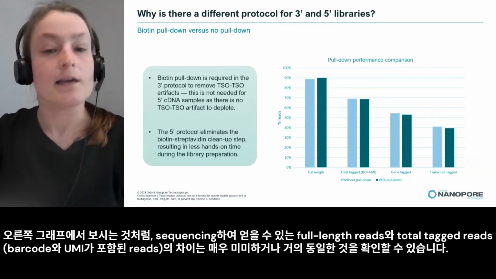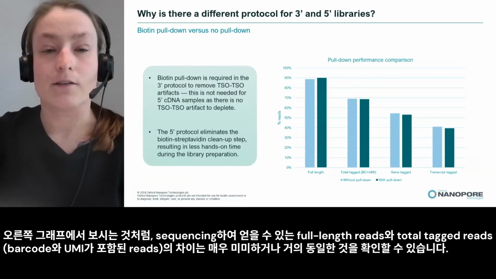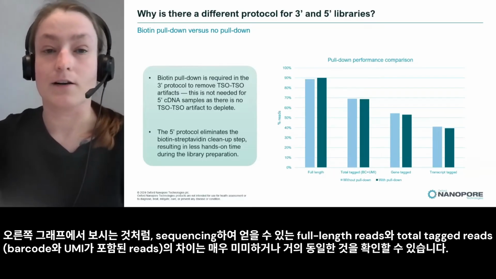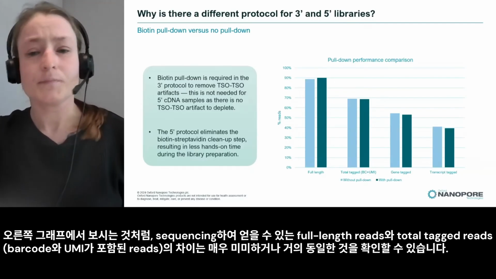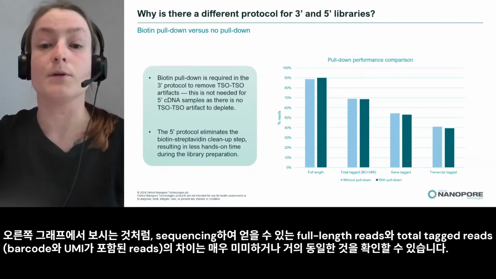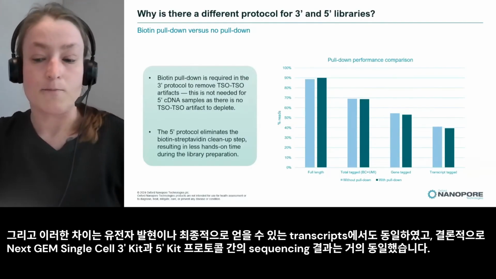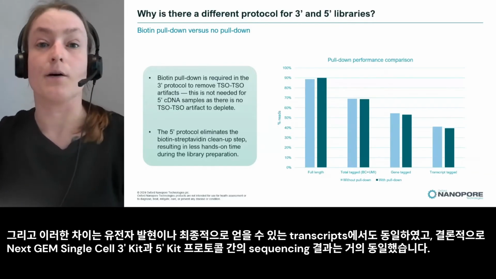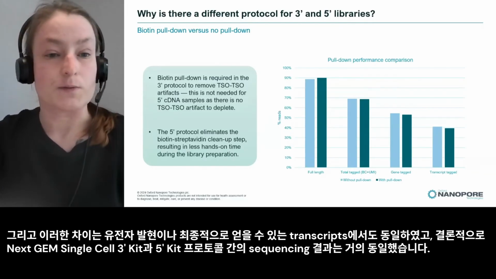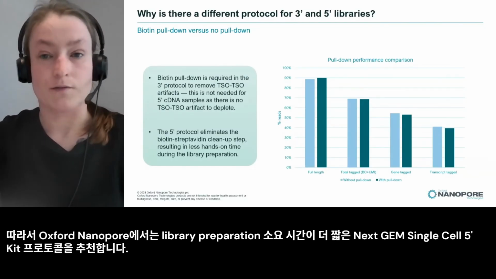So as you can see from this graph on the right, the difference between the full length reads you're going to get and the total tagged reads, so those with a barcode and a UMI, the difference is very, very minimal between them, if not completely the same. And this is actually what we also see with gene expression and the transcripts that you're able to get out at the other end, that the difference between these protocols is very minimal. So we do recommend the shorter 5' protocol.